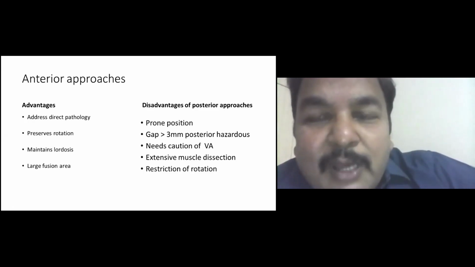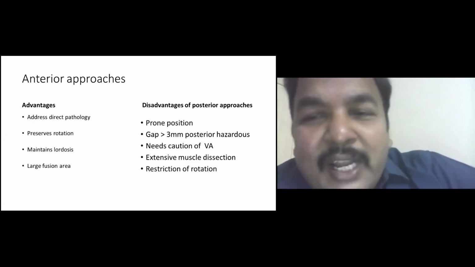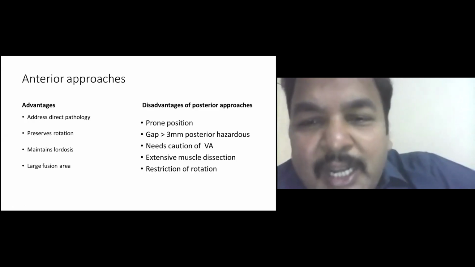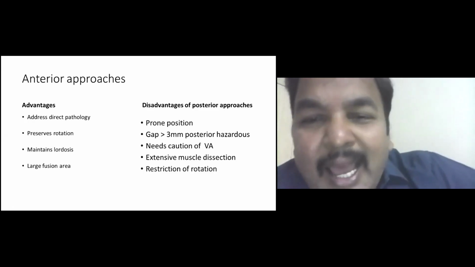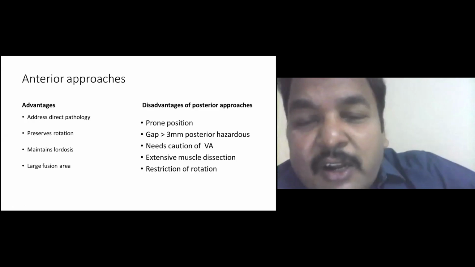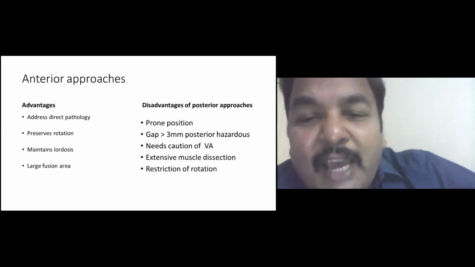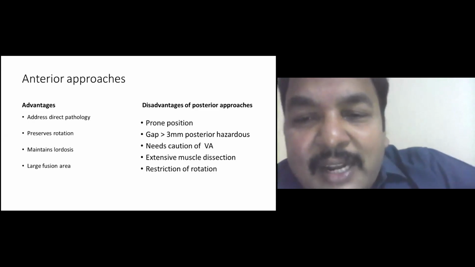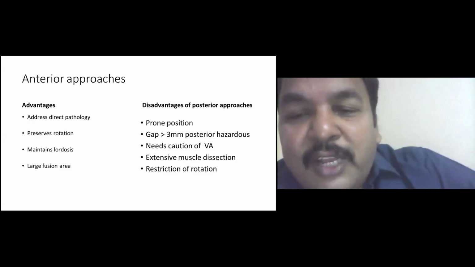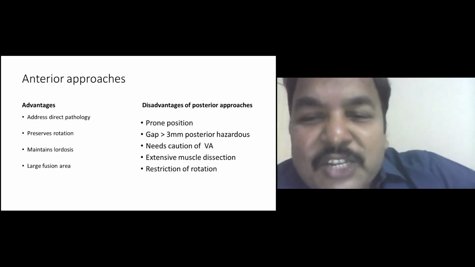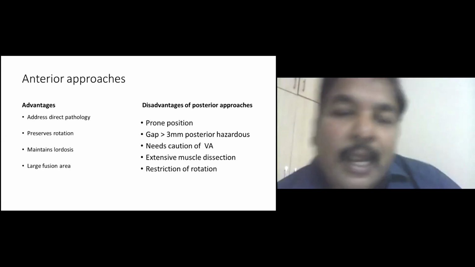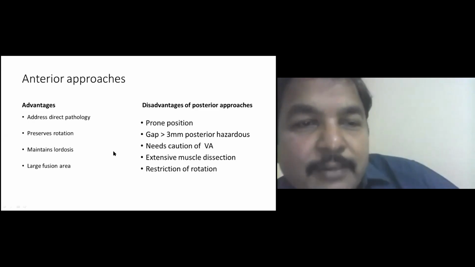Of course, posterior approaches have their own inherent disadvantage of the prone position. And if the gap of the pars is more than 3 millimeters, we cannot put the pars screws through, and you end up doing C1 to C3, which limits the rotation. Of course, our friend the vertebral artery is always a hazard in posterior procedures, and extensive muscle dissection is required. And of course, there will be a restriction of rotation.